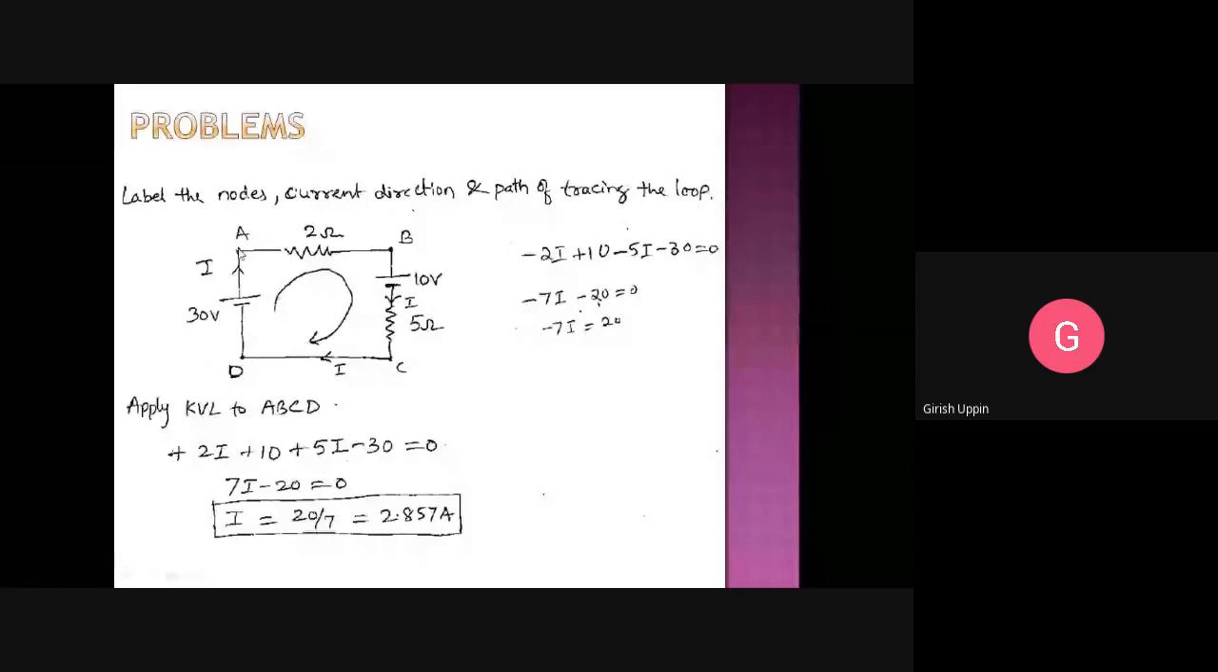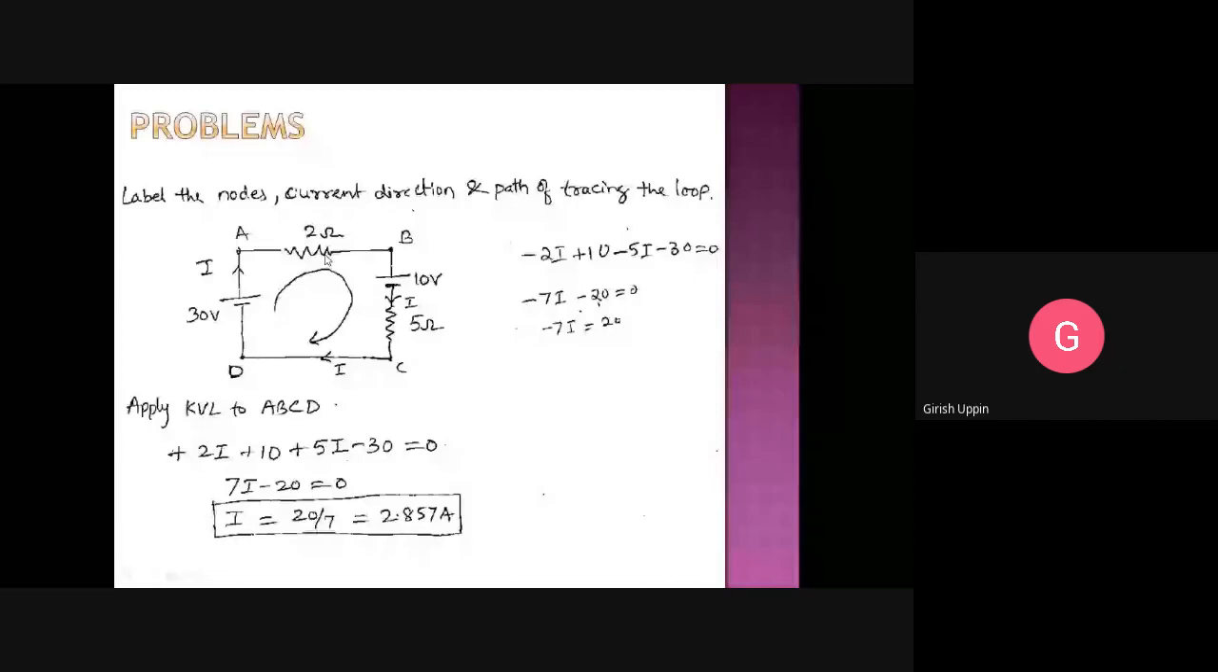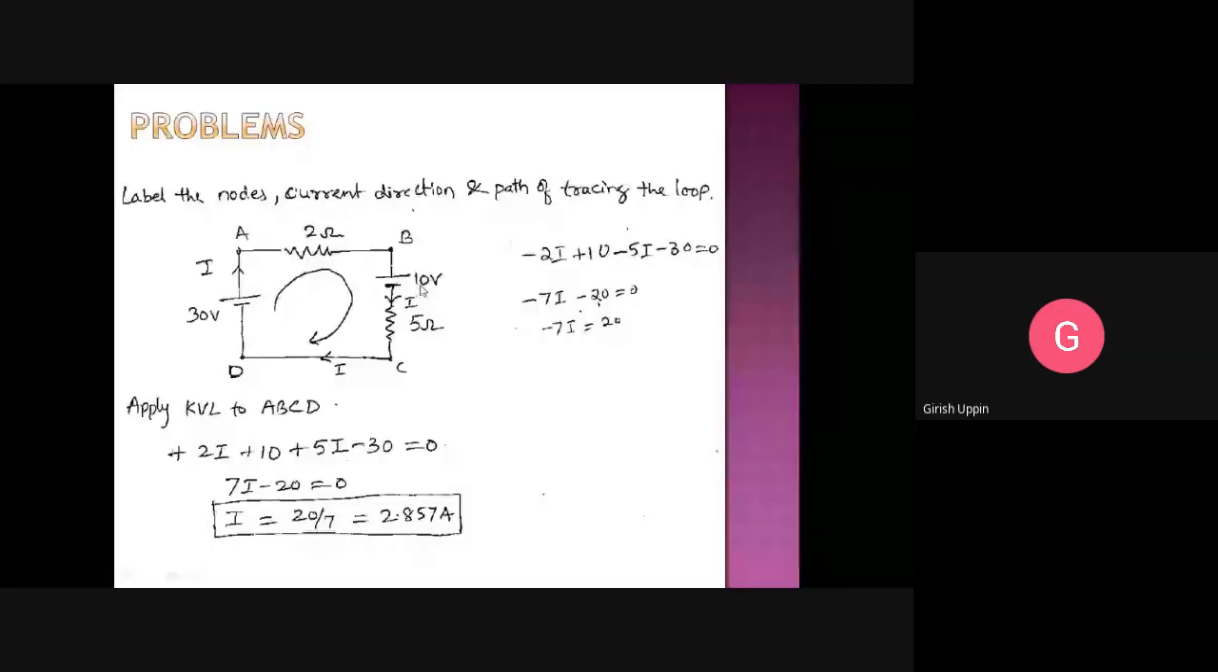Now you can see the direction of the current is like this, and the direction of tracing is also in the same direction. The current value is unknown, so you mark it as I. 2 into I is the voltage drop across this resistor, so you take it with the plus sign, plus 2 into I. Next, you come across the EMF source. You are coming and hitting the positive plate, so you take this value 10 volt as a plus value, plus 10.